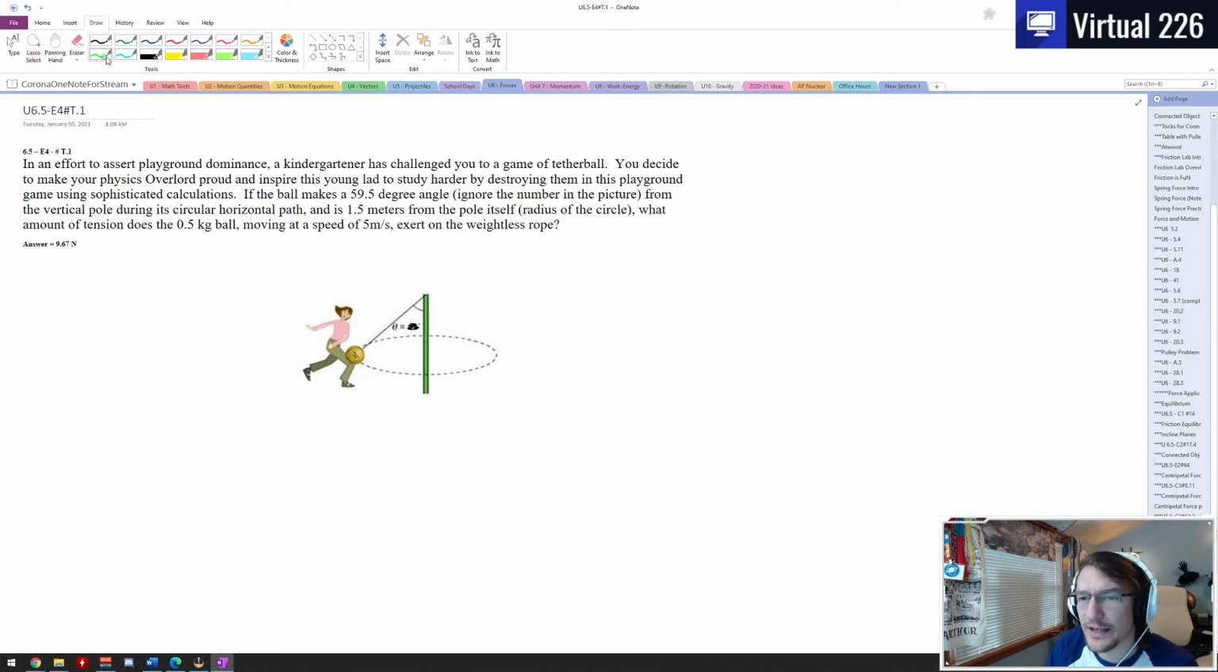What we do know, if we start this problem now, to show the sophisticated calculations that we're capable of, is that the ball's making a 59.5 degree angle from the vertical pole. So this angle here is 59.5. So we know theta equals 59.5 degrees. And it is 1.5 meters from the pole itself. So we know that the radius of the circle that the ball is making is 1.5 meters.